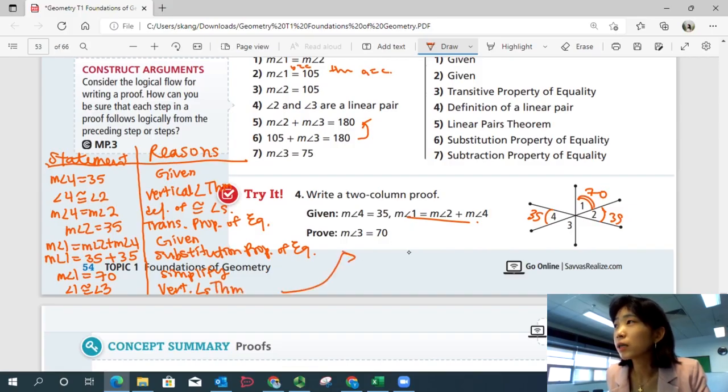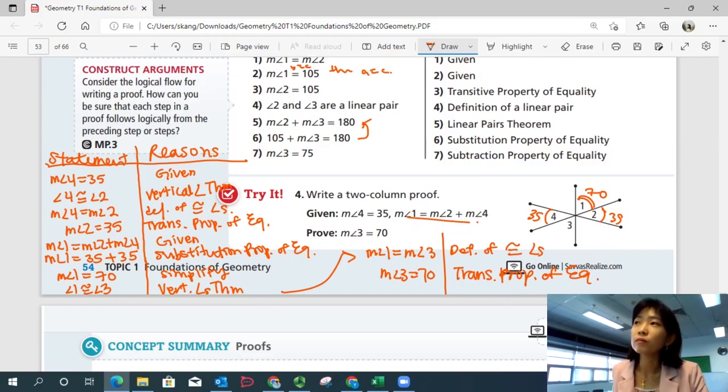And then we're going to continue here. That means measure of angle 1 is equal to measure of angle 3 by definition of congruent angles. And finally, we can say that measure of angle 3 is equal to 70 by transitive property of equality. Phew. It's just very tedious because you're listing them out one by one and it looks like a lot, but you can actually think through this logical statement in just a few seconds.